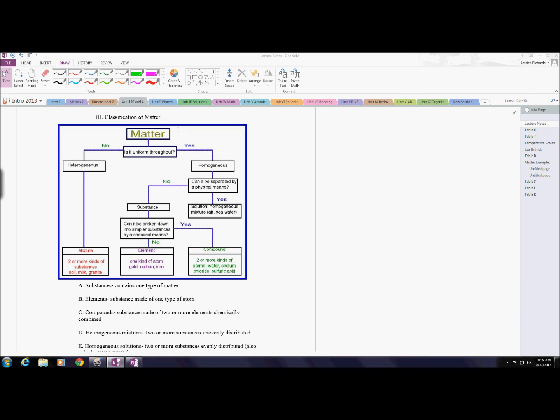So matter up here is our biggest group, matter, anything that has mass and takes up space. So we talked about this already, has mass, takes up space. So that's pretty much anything that you're going to come in contact with here on Earth. So all of that stuff. Well, it's a really big category. So we're going to break it down into smaller groups.